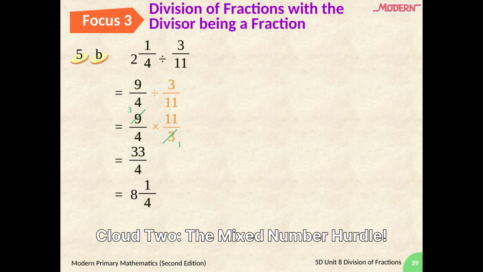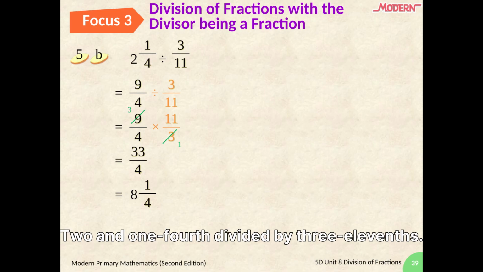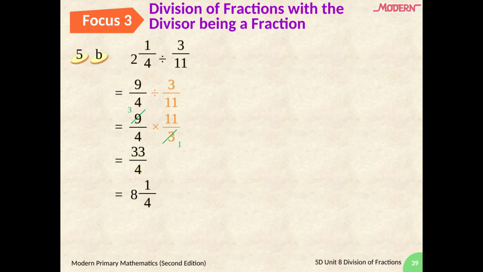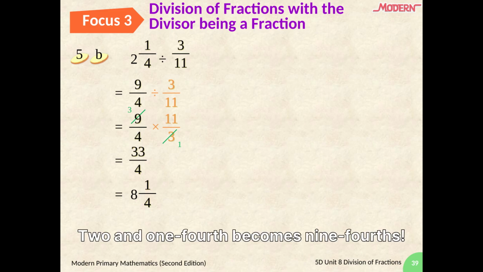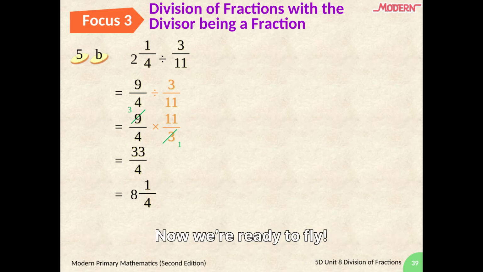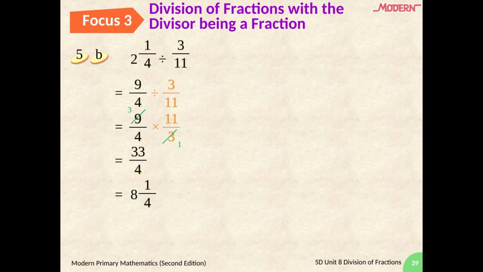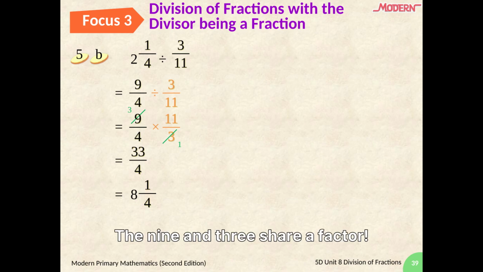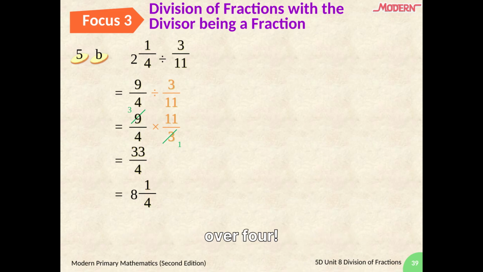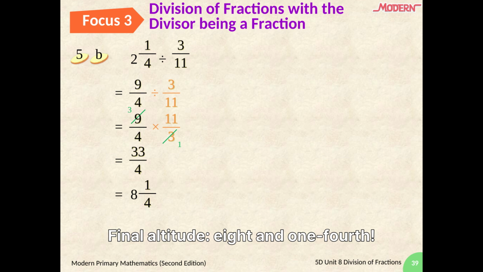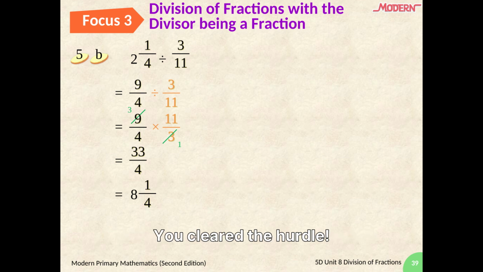Cloud 2, the mixed number hurdle. 2 1/4 divided by 3/11. Stop. Perform the tuxedo conversion. 2 1/4 becomes 9/4. Now we're ready to fly. Swap the sign, flip the divisor into 11/3. 9/4 times 11/3. Look, the 9 and 3 share a factor. Snip the 3 to a 1 and the 9 to a 3. 3 times 11 is 33 over 4. Final altitude, 8 1/4. You cleared the hurdle.